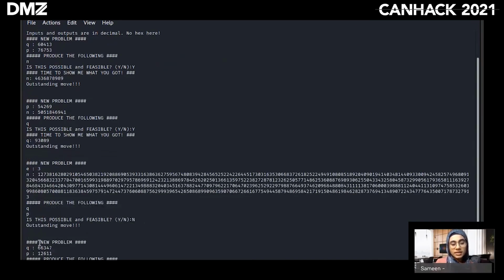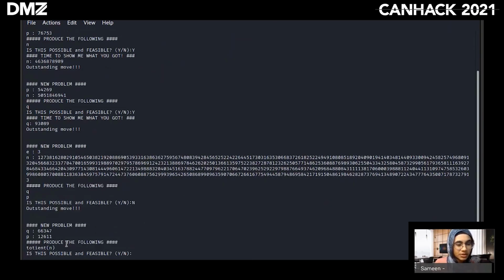So the next is totient. Can we produce the totient given our Q and P values? We can, because totient was P minus 1 times Q minus 1. So we're going to do 66346 because 66347 minus 1 is 66346 times 12610.